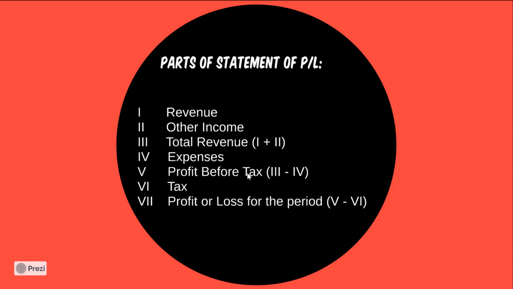Part 6 is the tax on this amount of profit before tax. That's part 6. And part 7 is the profit earned or the loss incurred for the period, which is the answer of part 5 minus part 6. Part 5 being profit before tax and part 6 being tax. So the part 7 is the profit earned or the loss incurred for the period. Now here we have discussed an abridged version of statement of profit and loss, which is there for the CBSE accounting syllabus.